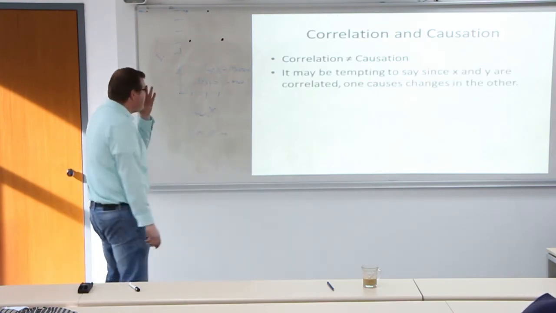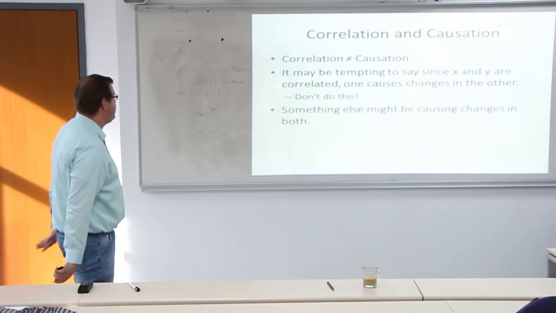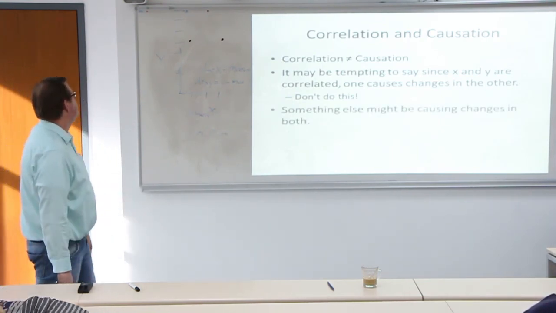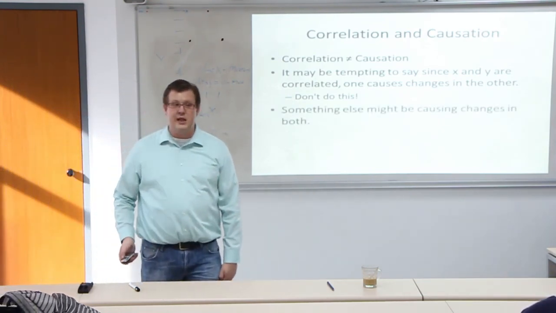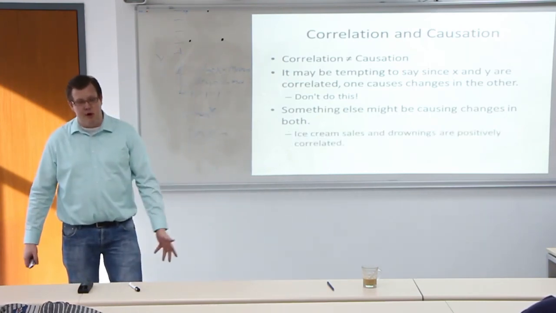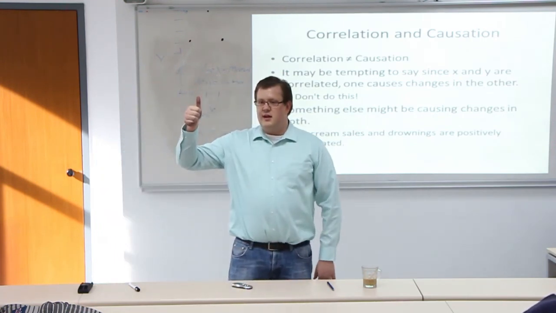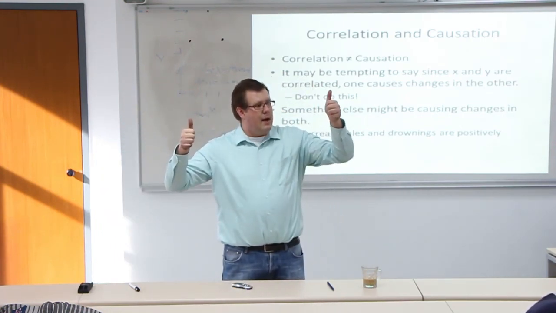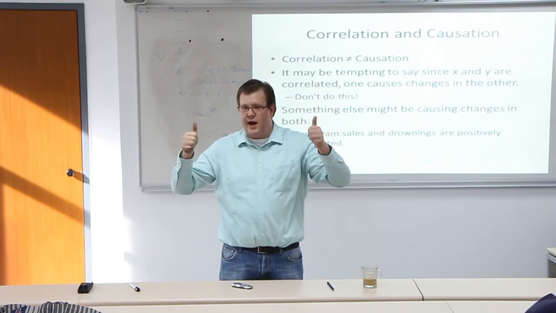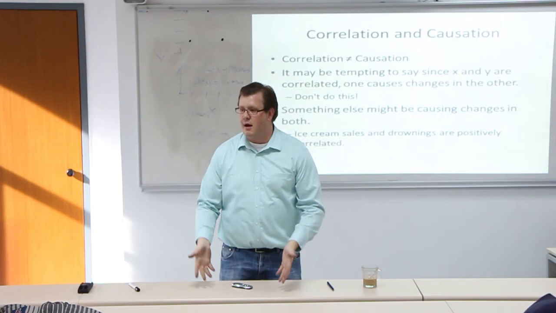All right, so it might be tempting to say that since X and Y are correlated, one thing causes change in another. Don't do that. Something else might be causing changes in both. If you didn't have my intro psych class, I like to talk about ice cream and drownings. These are both positively correlated. Ice cream sales go up, drownings go up. Does this mean we should ban ice cream sales? No. We need to ban summer.